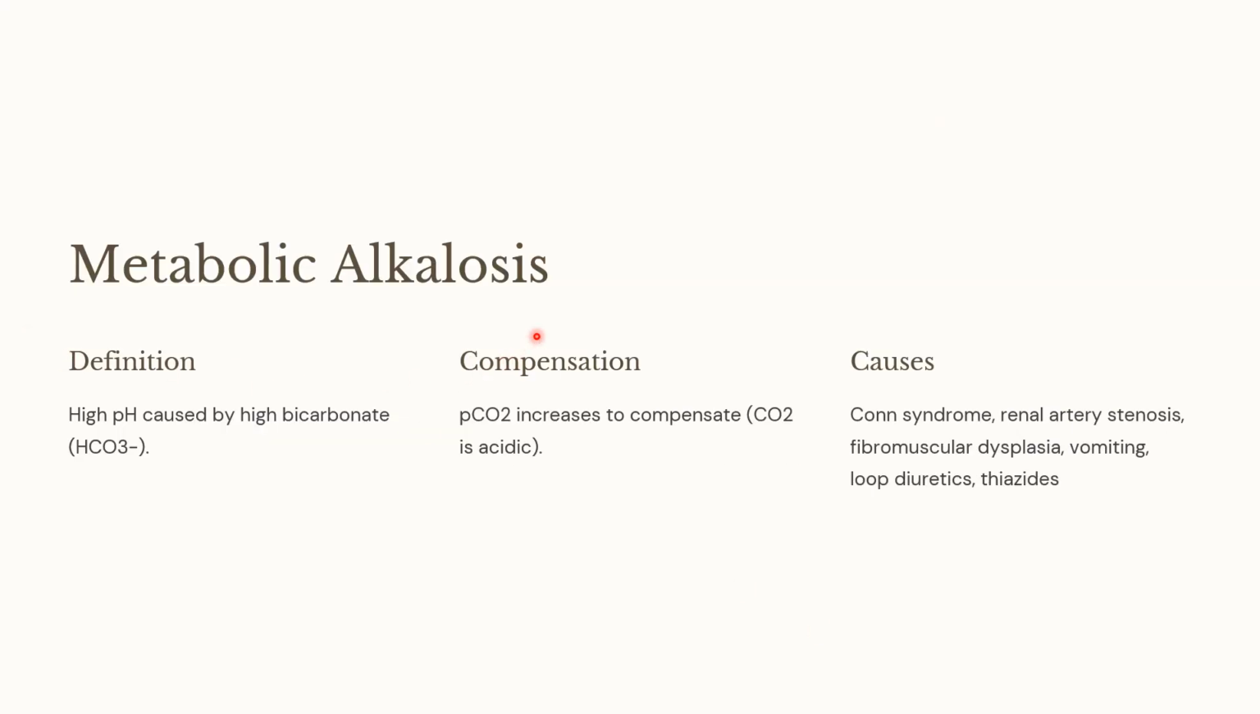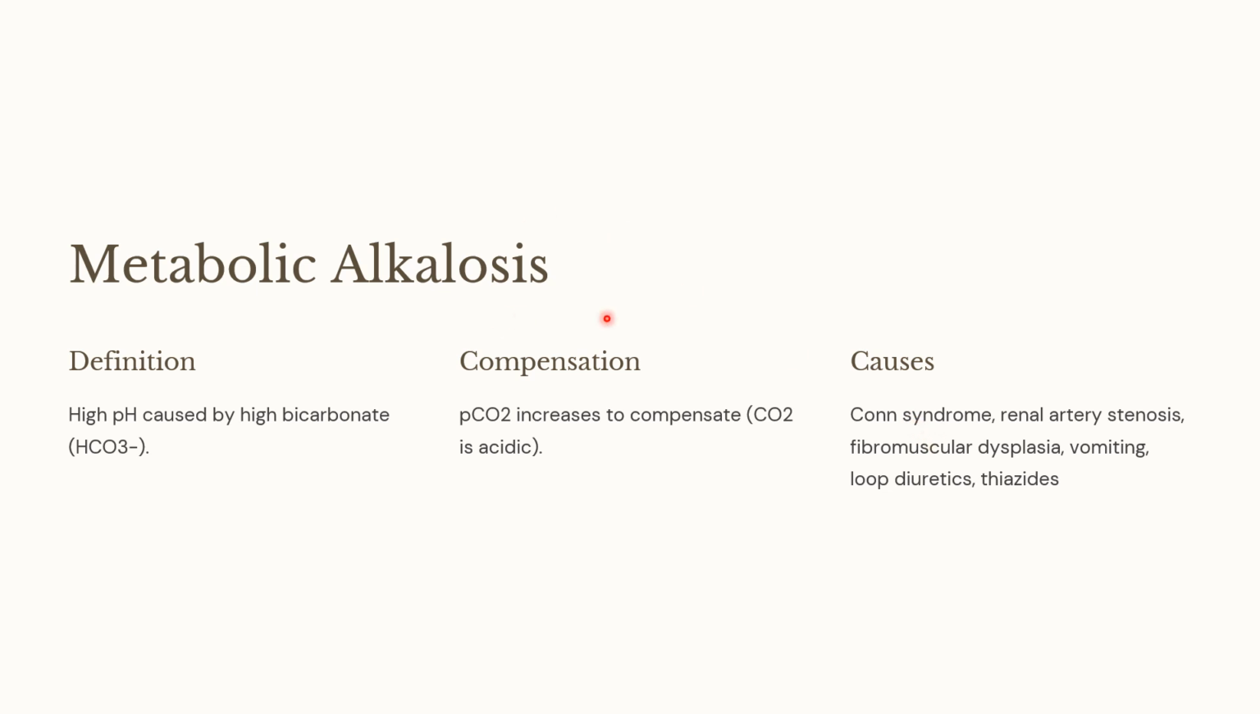What is metabolic alkalosis? Alkalosis is high pH. Metabolic means any derangement with bicarbonate. Bicarbonate is an alkaline substance. So metabolic alkalosis is high pH caused by an increase in bicarbonate. What compensates whenever there is a metabolic derangement? The compensation is respiratory, so PCO2 compensates. How does PCO2 compensate? PCO2 is acidic, so in metabolic alkalosis it increases to compensate.